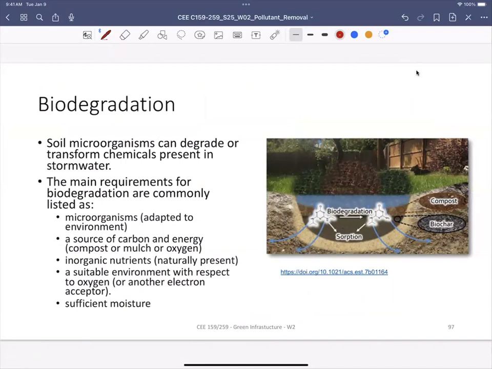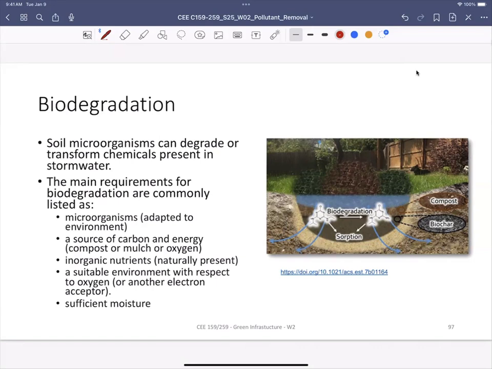And as you know, degradation depends on bacteria or microorganisms. So anything that makes the microorganisms survive or thrive there will increase degradation. That means you can add some source of nutrients, which can be compost. That's why a lot of times compost and mulch are added to the system. You can also add nutrients, but a lot of times you don't need to because stormwater has a lot of nutrients. And you can also control the oxygen because some pollutants require aerobic conditions.